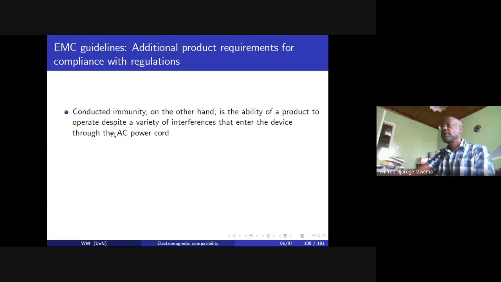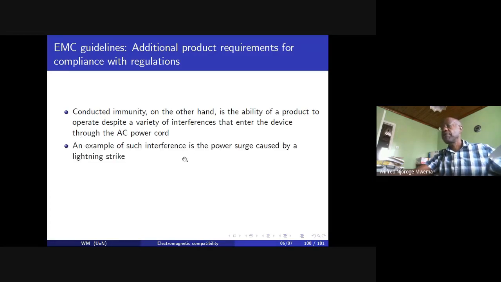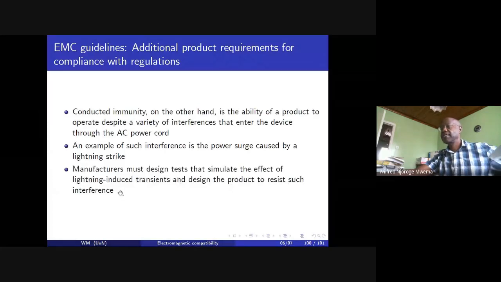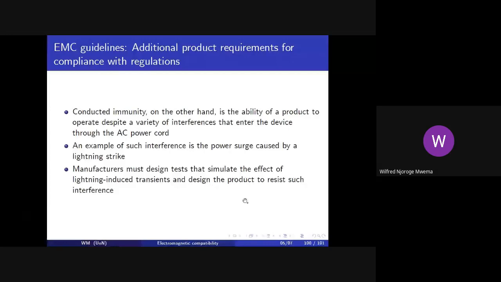Okay. So conducted immunity, on the other hand, is the ability of that product to operate despite a variety of interference that may enter the device through the AC power cord. For example, the power surge that would occur, especially when there is a lightning strike. Manufacturers must design tests that simulate the effect of the lightning-induced transients and design the product to resist such interference.